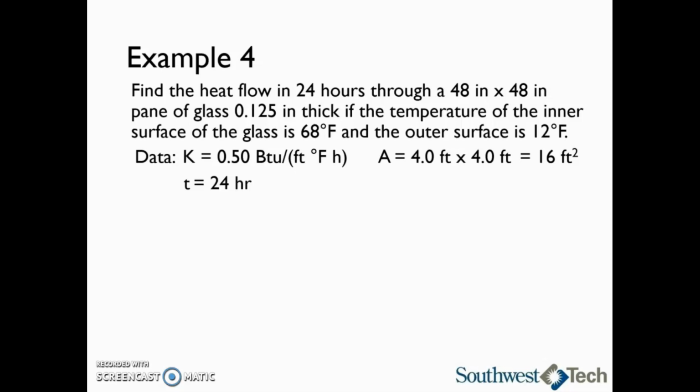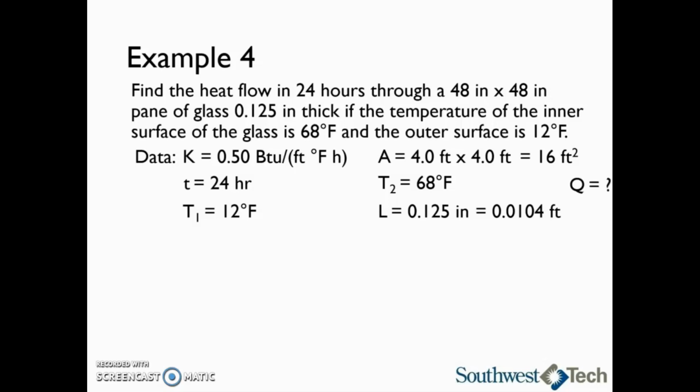Next, the time we are looking at is 24 hours. The warm temperature, or T2, is 68 degrees Fahrenheit. The cool side temperature, or T1, is 12 degrees Fahrenheit. Last, the thickness, or L value, is 0.125 inches. However, we need thickness in feet, so we will divide this by 12. This gives us a thickness of 0.0104 feet. In this problem, we are trying to find Q.